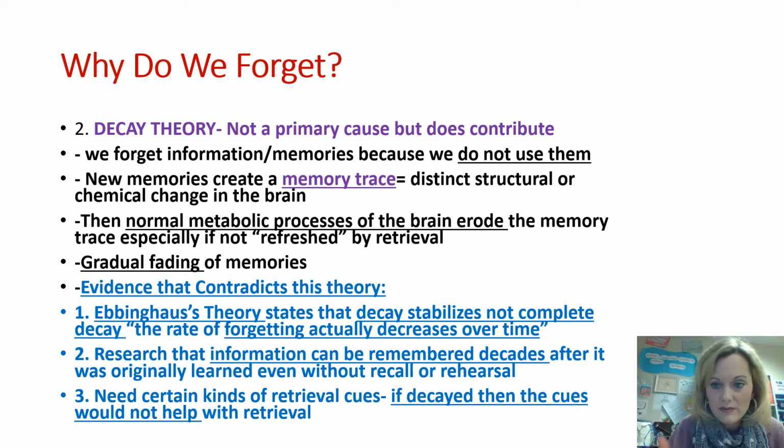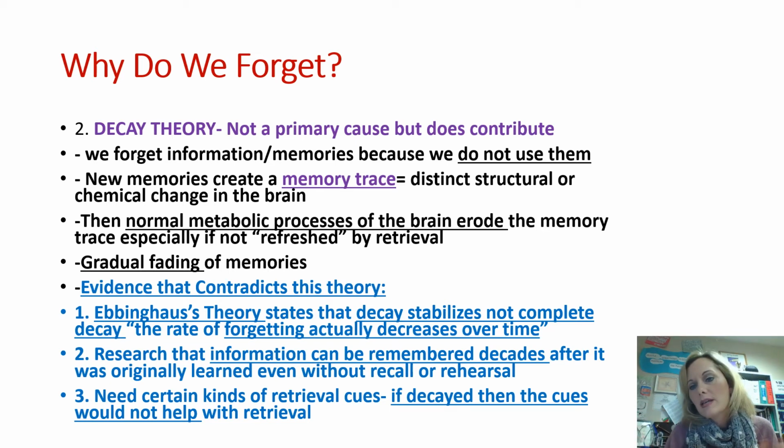We don't actually forget everything all the time. The rate of forgetting actually decreases over time. It actually levels out. So that's one thing about it actually gradually fading. Research shows that information can be remembered for decades. Sometimes something will happen and you will remember decades later.